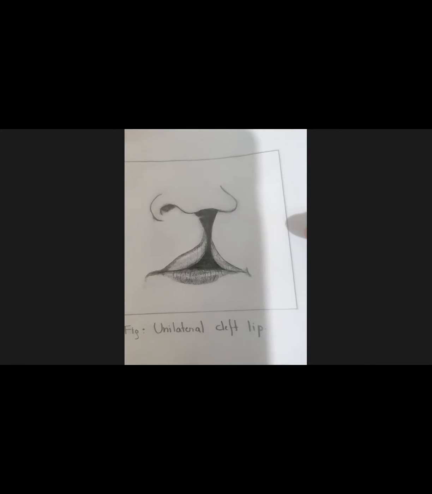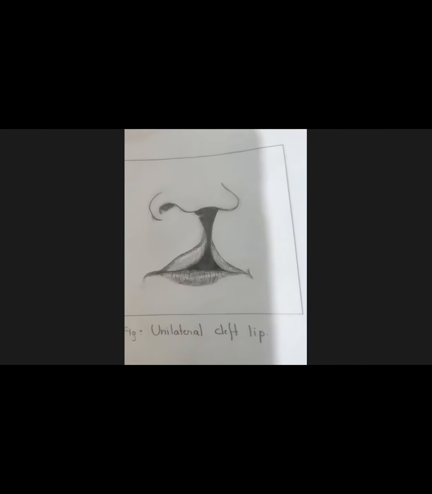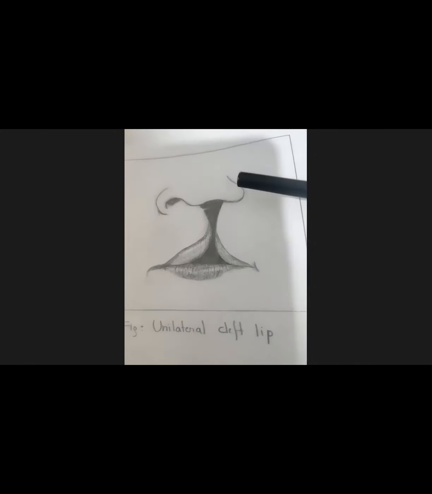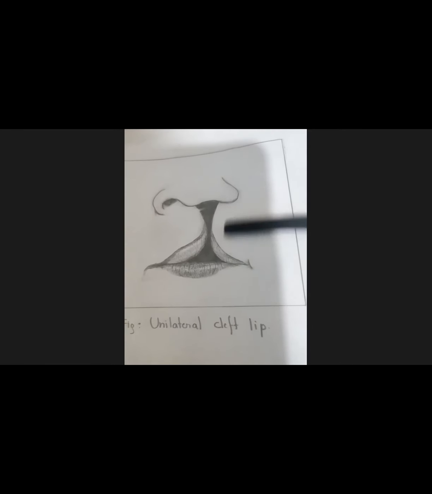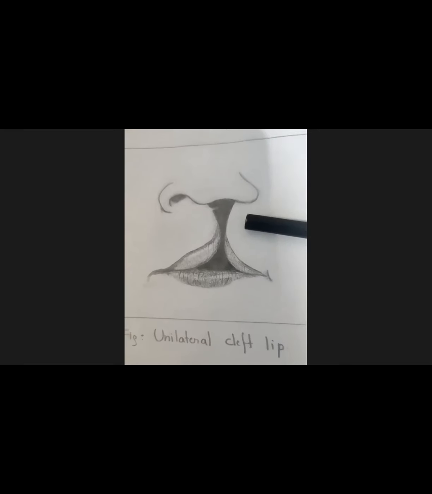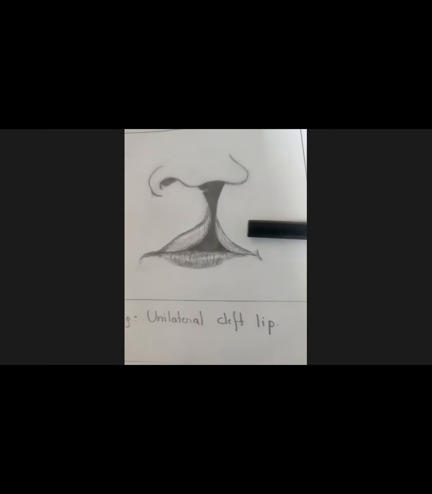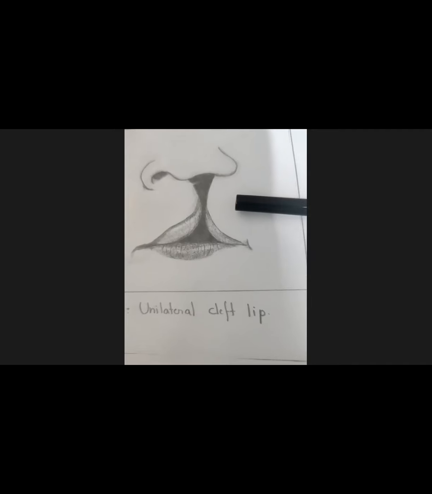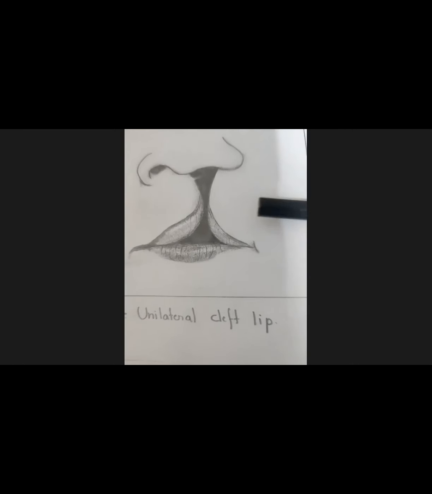So in this diagram, you can see the unilateral, okay? It involves the lip, nose, and maxilla, the roof of the mouth. So if a baby is suffering from cleft palate, the baby will have difficulty in breathing. And while breastfeeding, it will be difficult for a mother to breastfeed because the baby will spit out.